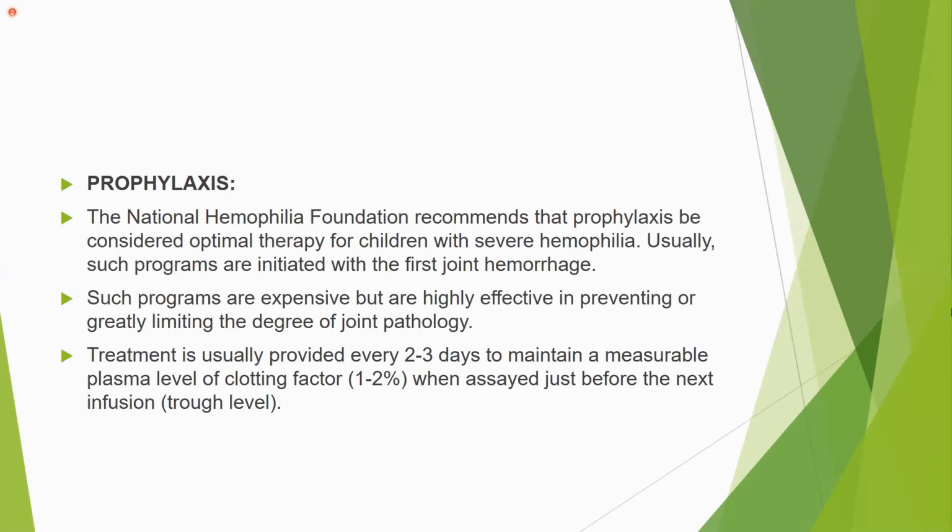Now, what is the purpose of giving prophylaxis? Prophylaxis means that in cases of severe hemophilia, the bleeding occurs spontaneously, and you don't know when the bleeding happens. So, to prevent that spontaneous bleeding, why do we give prophylactic factor replacement therapy? To keep the plasma factor level at 1 to 2% all the time, and we give factor 8 or factor 9 2 to 3 times per day, depending on the type of regime which we are following.